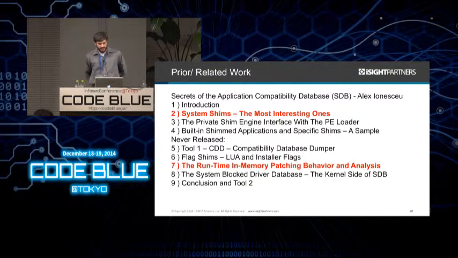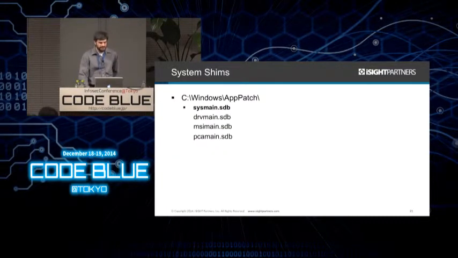I'm going to be talking about the ones I've highlighted in red. System shims, which he considers the most interesting. And I was also interested in the runtime in-memory patching, and that was the whole focus of my previous talk. So the system shims can be found in this directory: sysmain.sdb, drvmain.sdb, msimain, and pcamain.